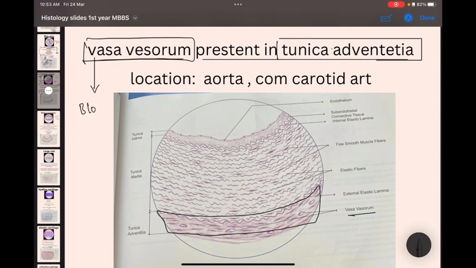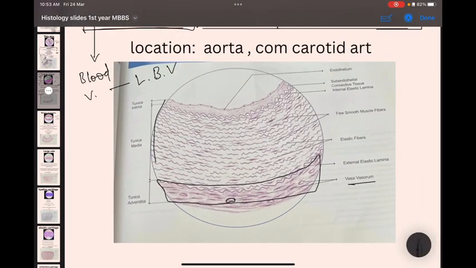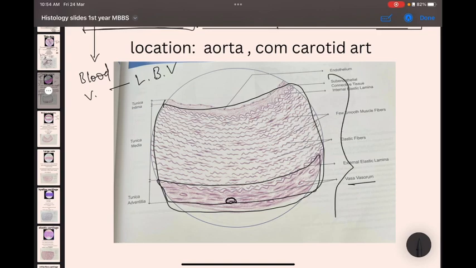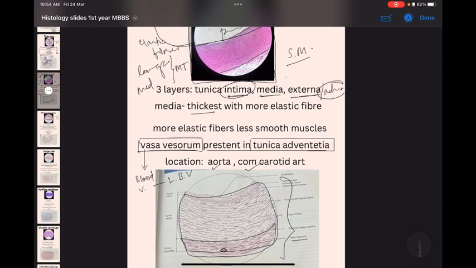Blood vessels supply large blood vessels. So here, these blood vessels supply the large blood vessel. So here the large blood vessel itself is the artery. So this blood vessel is supplying the blood to this artery. Okay, location: aorta, common carotid. That's all. So yes, 3 layers.